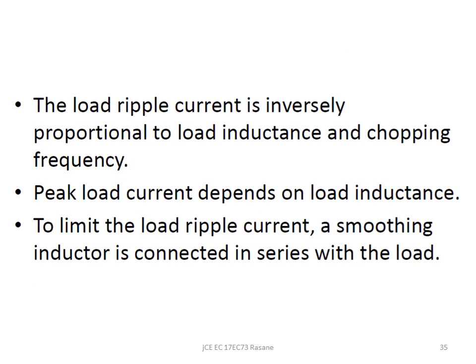The load ripple current is inversely proportional to the load inductance. So the ripple value of the current depends on the load inductance and also the chopping frequency. Next, the peak load current depends on the load inductance. If the load inductance is more, it can store more energy, and hence the peak current value will also change. To limit the load ripple current, a smoothing inductor is connected in series with the load. When I add an inductor in series with the load, it acts like a filter, so it definitely reduces the ripple in the current.